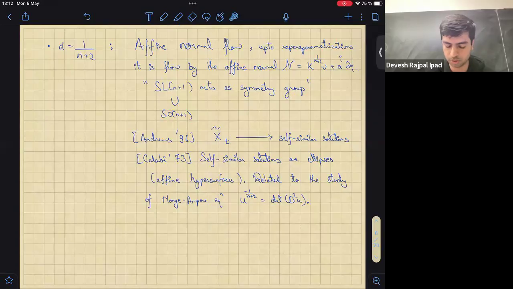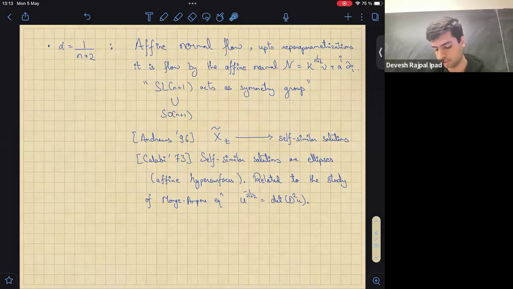So in this case, you shouldn't expect spheres as the only self-similar solutions, because you can just do an affine transformation and get ellipses as well as your self-similar solutions. But Andrews was able to prove convergence to self-similar solutions. The rescaled flow, which I'm denoting by tilde here, for this affine normal power converges to self-similar solutions.